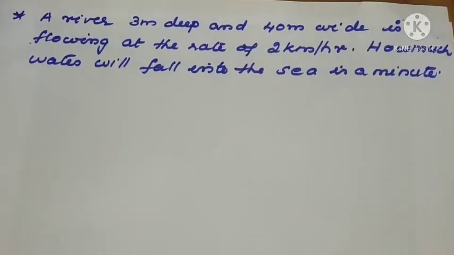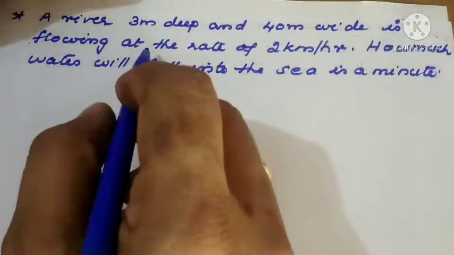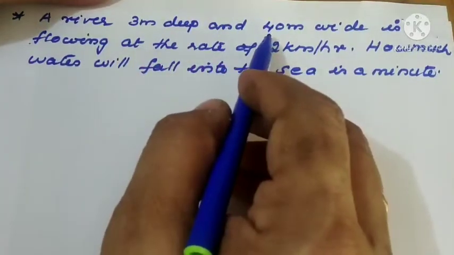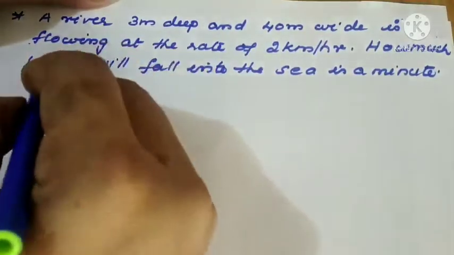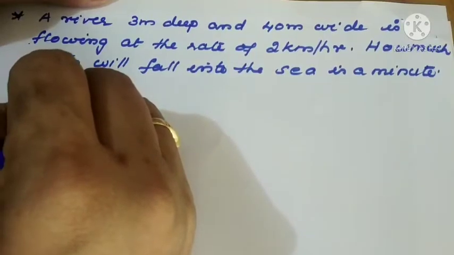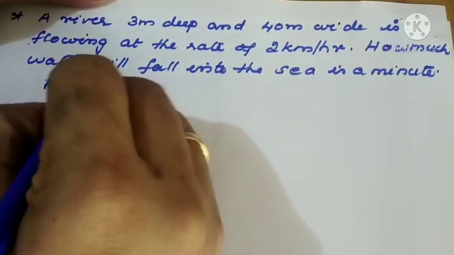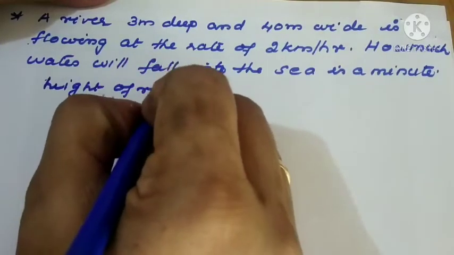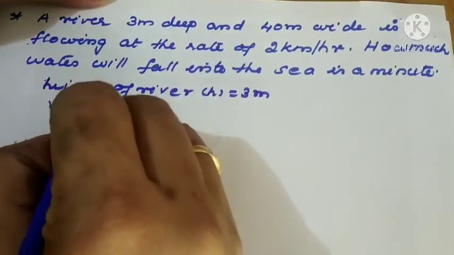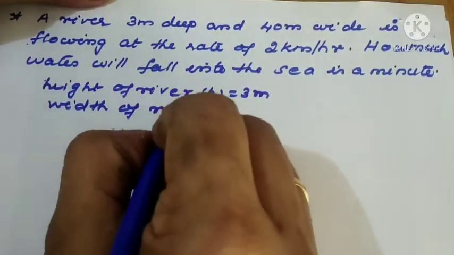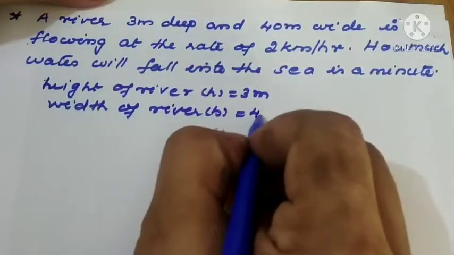A river 3 meter deep and 40 meter wide is flowing at the rate of 2 km per hour. How much water will fall into the sea in a minute? So what is given in the question? A river 3 meter deep, 40 meter wide and flowing at the rate of 2 km per hour. So we'll write here height of the river h is equal to 3 meter, width of the river b equal to 40 meter.